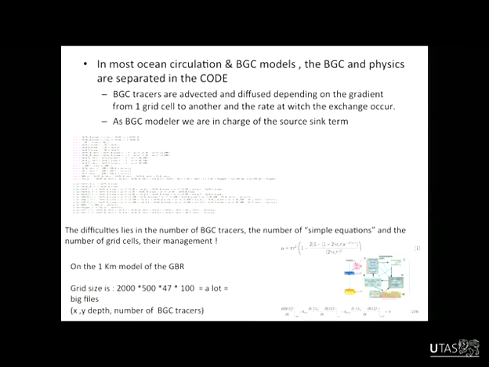For example, in the 1 kilometer model of the Great Barrier Reef, the grid size is 2,000 by 500 by 47, so that's longitude, latitude, depth. We have 100 tracers in here, so it looks simple, but 100 tracers, I didn't do the math, that's a lot. Okay, and that means it's big files, big computing files. So it's heavy to manage. Just the day-to-day management is difficult.